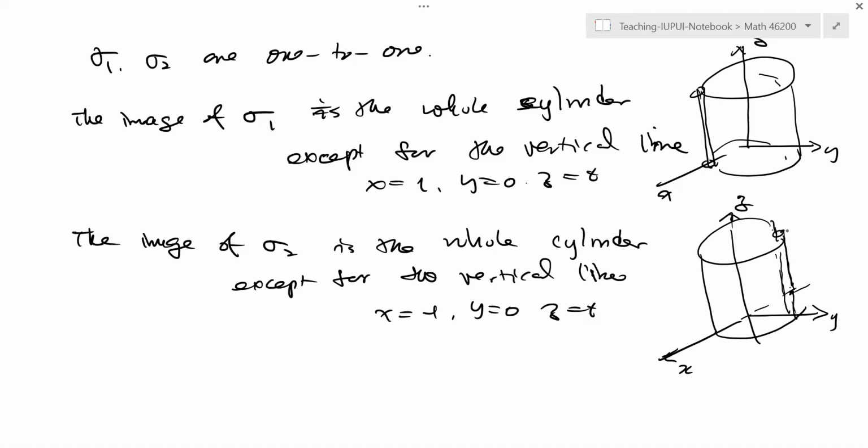The reason you cannot cover the whole cylinder with one patch is because otherwise they would be topologically the same, right? The plane is topologically trivial. The cylinder is not. That's the reason. You must have at least two regular surface patches to cover the cylinder.